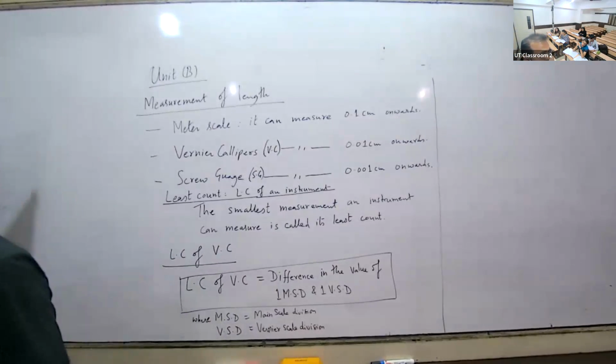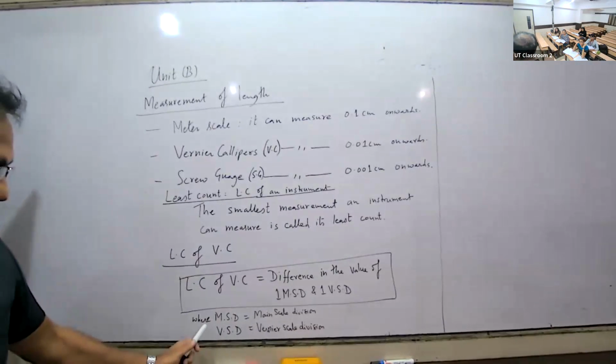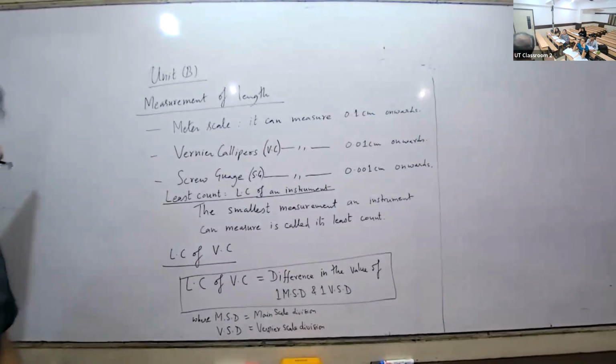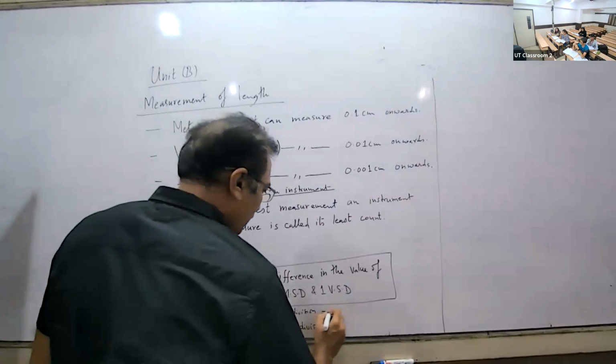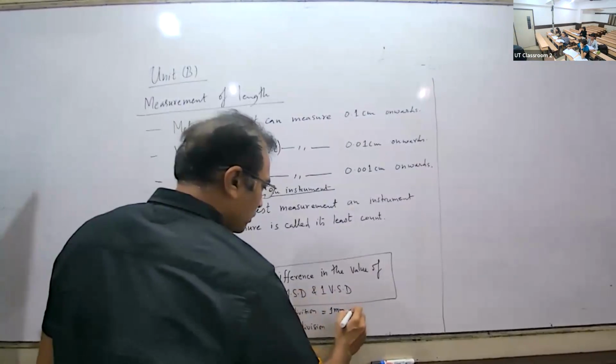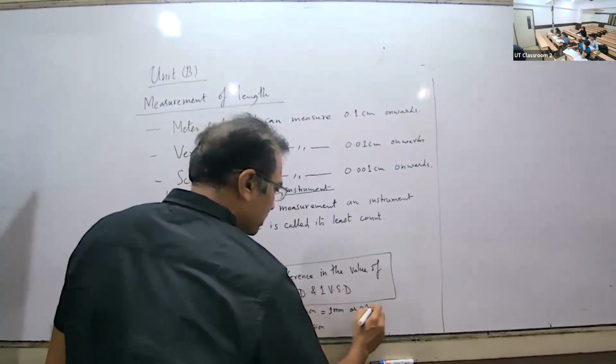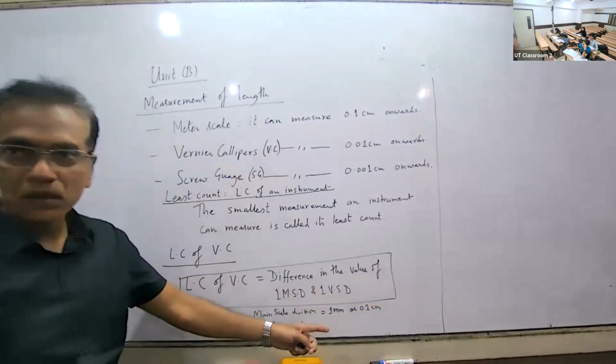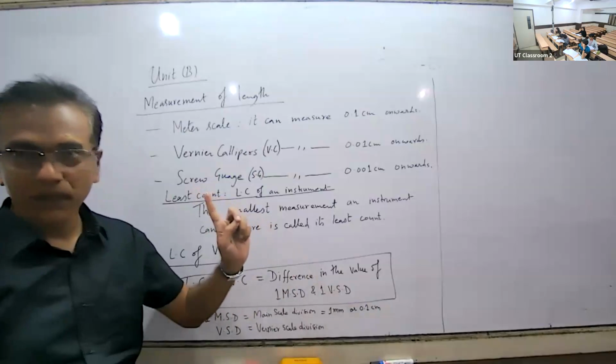So one division on the main scale is 1 millimeter. That's the value. What is one main scale division? 1 millimeter. This you are familiar with. Or 0.1 centimeter. 1 millimeter is 1 centimeter divided by 10. Okay.